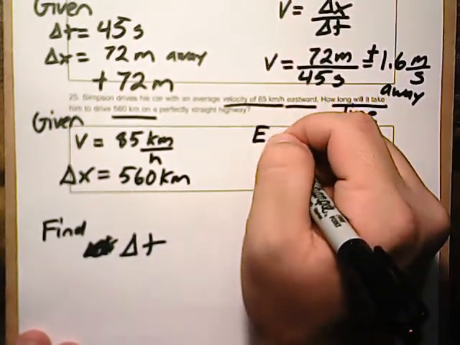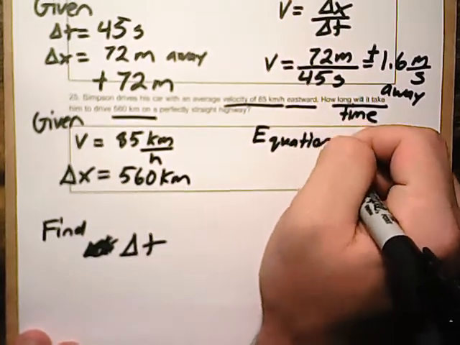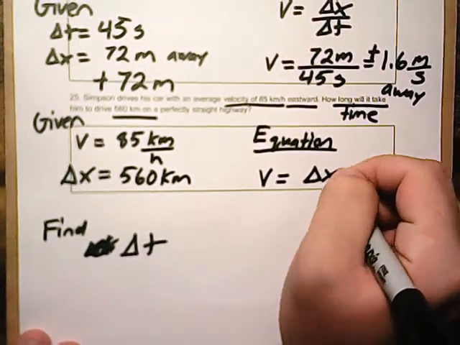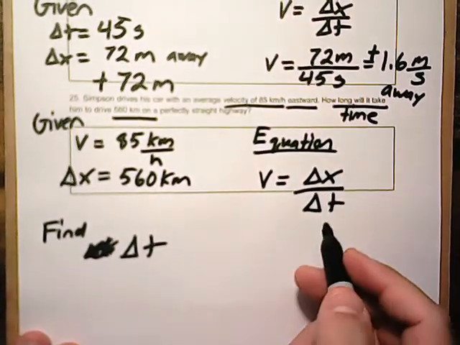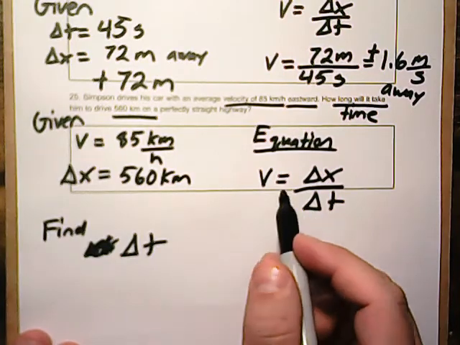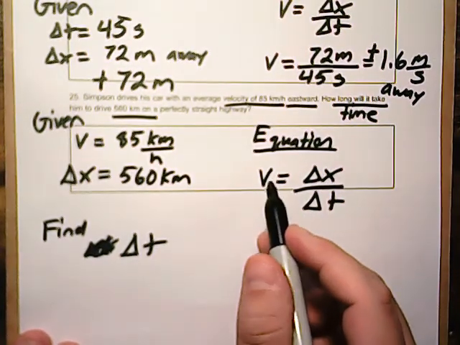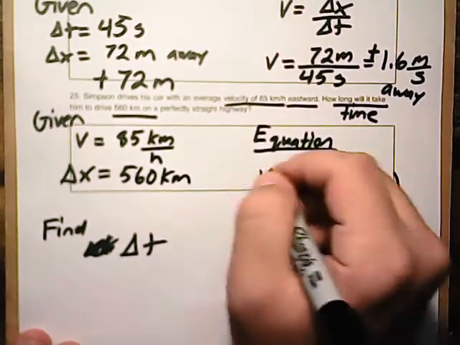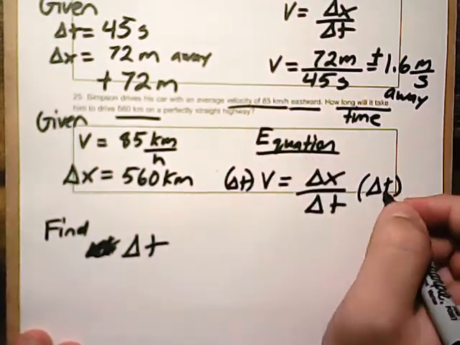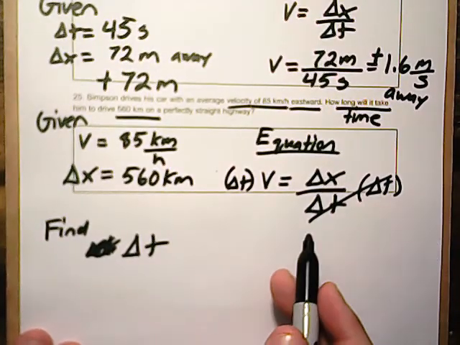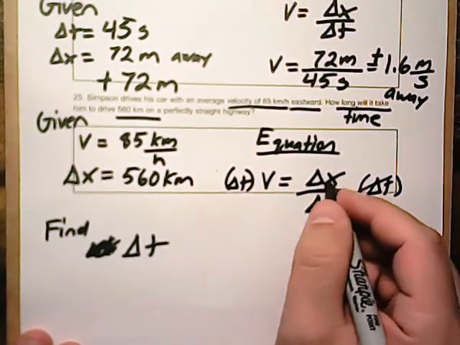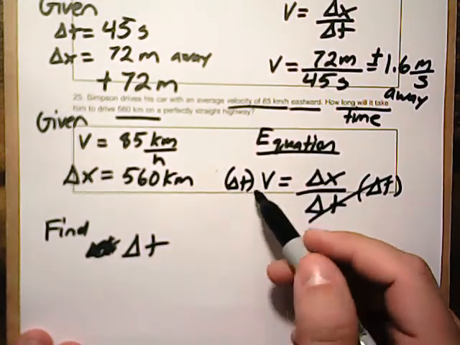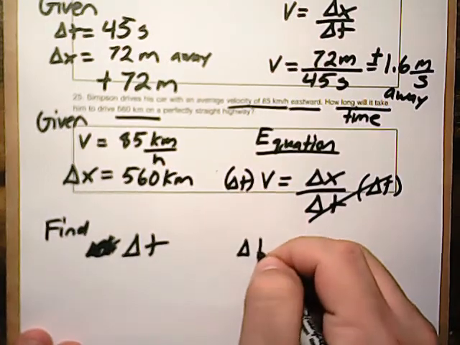Okay, our equation. So we know that velocity is equal to delta x over delta t. We want to solve for delta t. When we have something like this, we can switch their positions, but we can also prove it using math. So we multiply both sides by delta t to get rid of it. So we get delta x is equal to v times delta t, and we're trying to find delta t, so let's rewrite this.